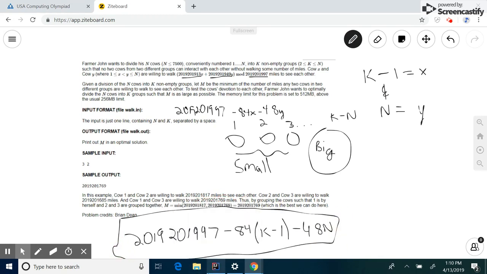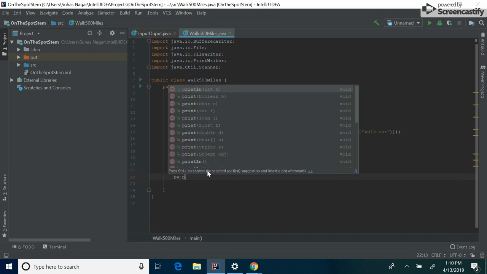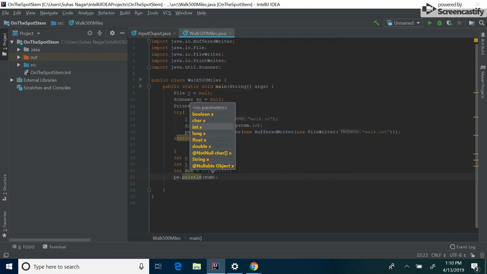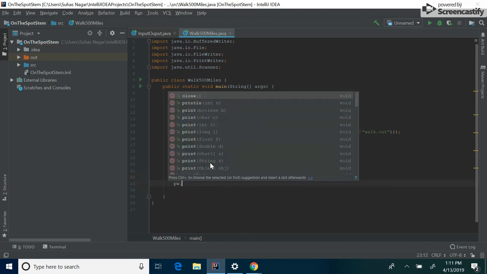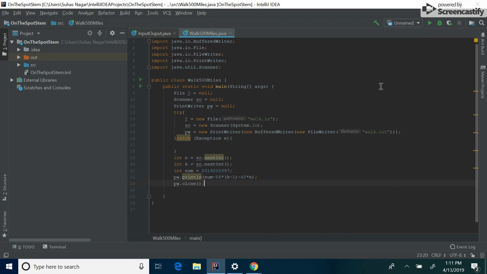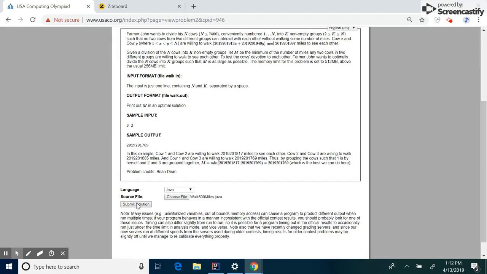This seems quite simple, so let's look at a quick coding implementation of this problem. I stored the number 2019, 2019, 97 into a value num, because I didn't want to have to type it out each time, but this isn't necessary. From our equation, it's going to be equal to num minus 84 times (k minus 1) minus 48 times n. And then, as in every problem, we close the print writer. Wow, this code feels way too short to work, but we've checked it out and everything, so let's just try submitting it right away.